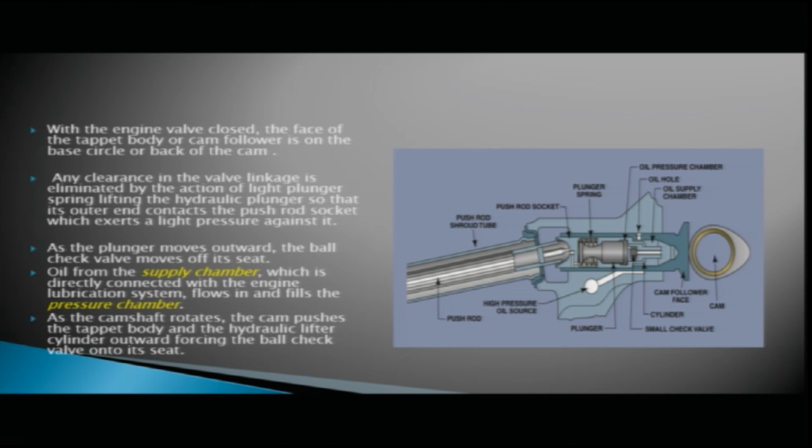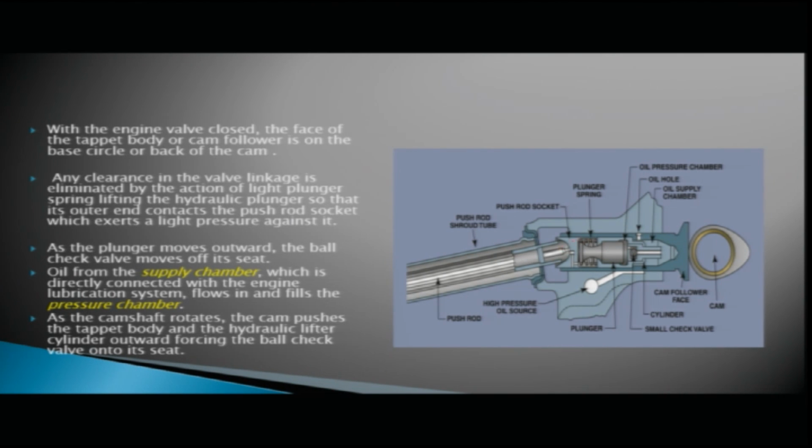Now how does this valve lifter work? With the engine valve closed, the face of the tappet body or the cam follower is on the base circle or back of the cam. So this is the back of your cam. The face of the tappet body is on the back of the cam, the base circle. Any clearance in the valve linkage is eliminated by the action of the light plunger spring.